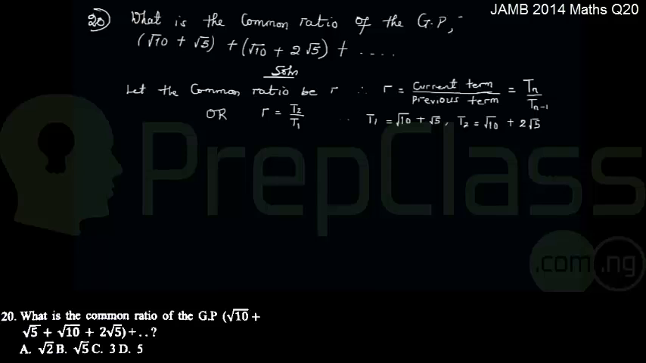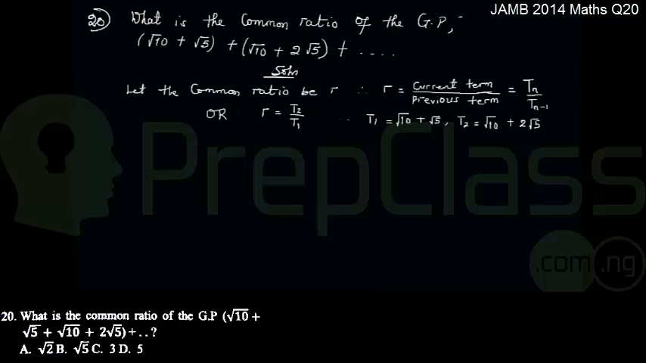We're currently on question number 20. Question number 20 is a question on geometric progression, which now changes into surds. From question number 20, you are asked what is the common ratio of the GP. This GP is actually a series because we have arithmetic signs here. So we have (root 10 plus root 5) plus (root 10 plus 2 root 5). Now this is a series.